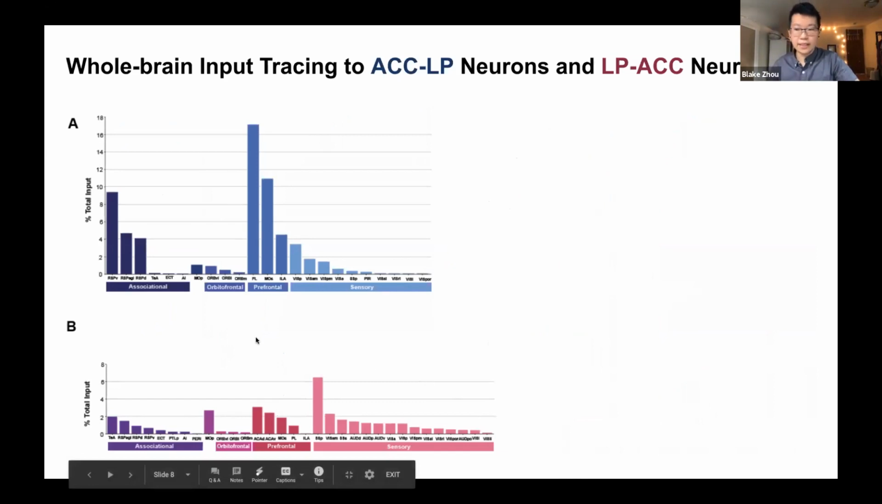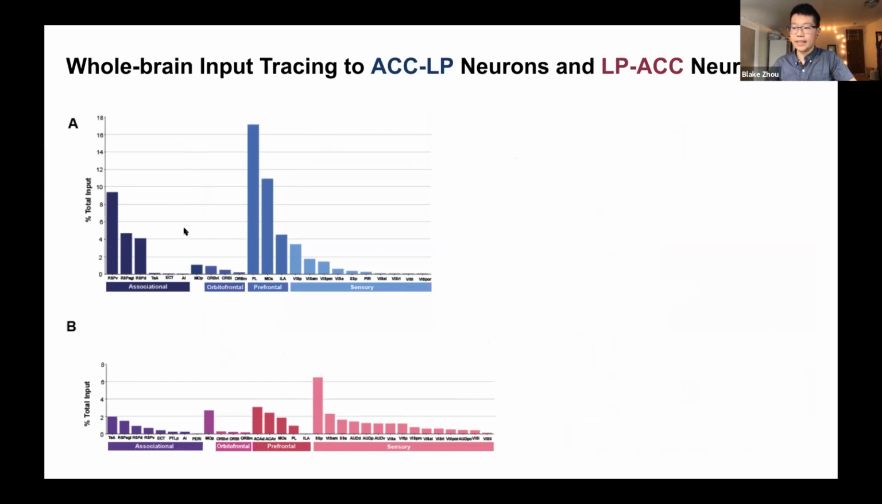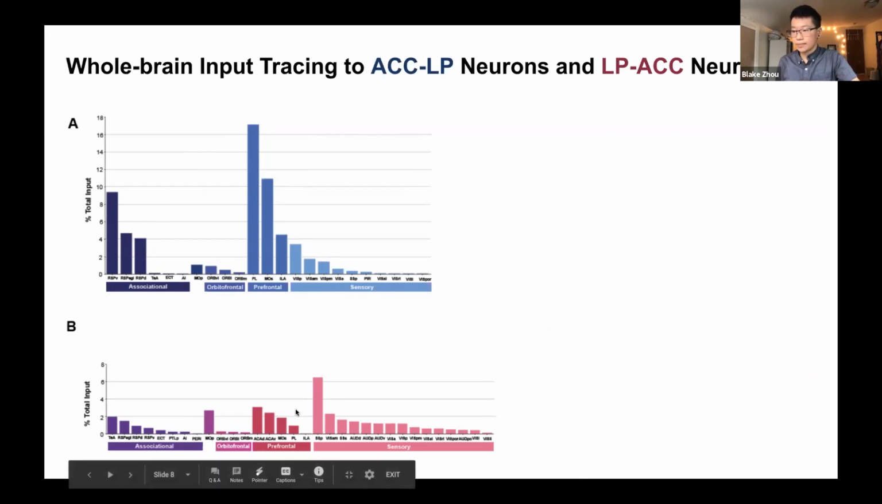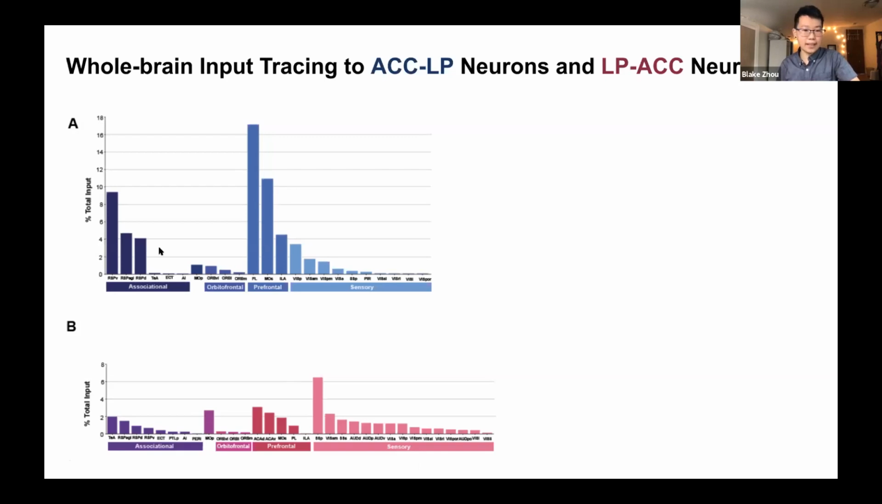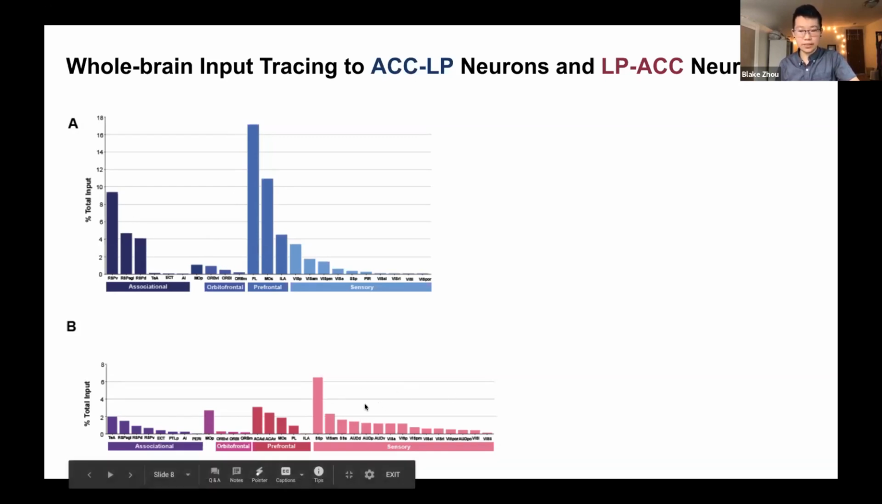We can also look at this data by organizing it by function. So here we have cortical data divided in this way. Looking at it, we see that overarching differences between ACC to LP and LP to ACC in the cortex are more evident. We see the bias of the ACC to LP side towards these retrosplenial areas and prefrontal areas, as well as the broad spread of sensory inputs towards LP to ACC, which we'll get more into later.